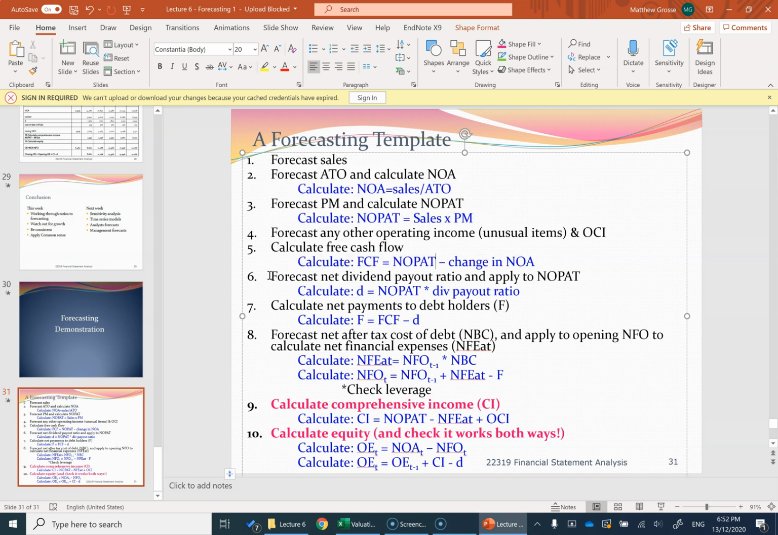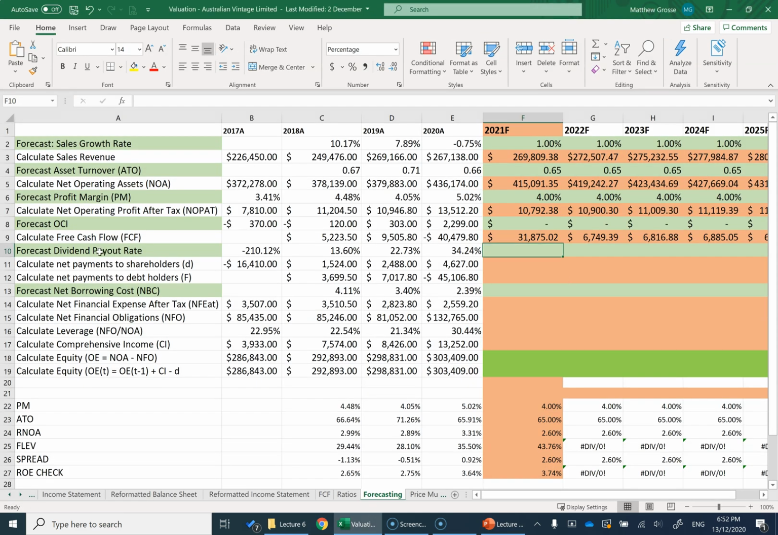So we're now concentrating on our financing activities, and the first thing we need to forecast in regards to financing is the net dividend payout ratio. We're going to apply that dividend payout ratio to our operating earnings to calculate the likely dividends we'd pay out in a year. So let's forecast the dividend payout rate. I'm going to assume it's similar to the last few years. I'm going to say 35%. Okay. And I'm going to drag that through.